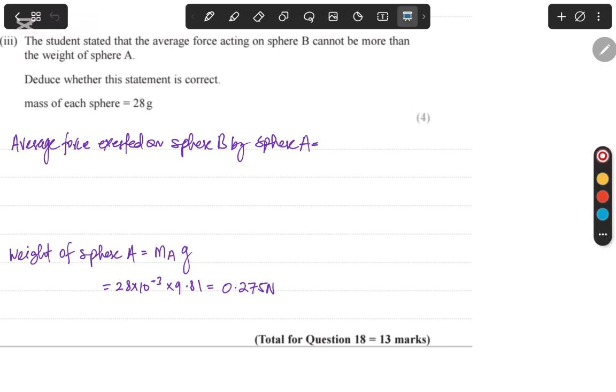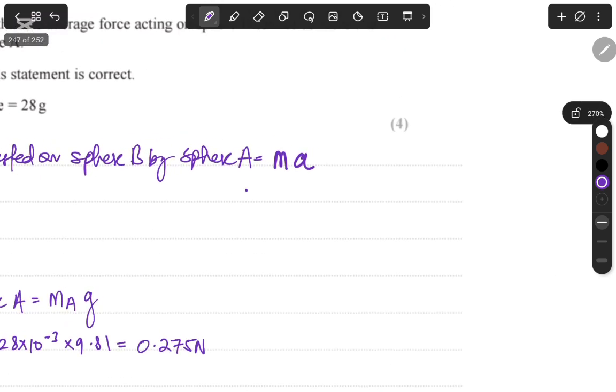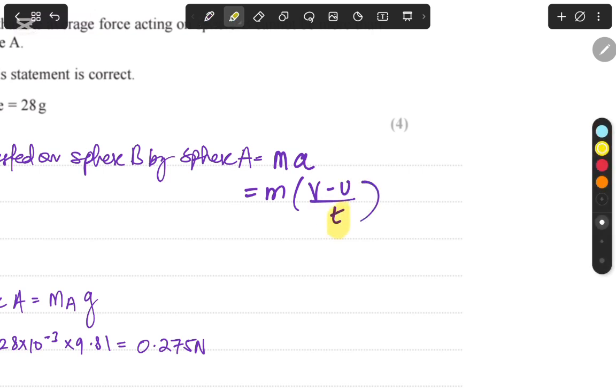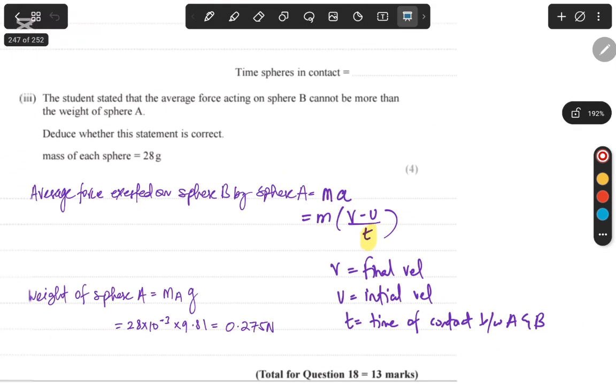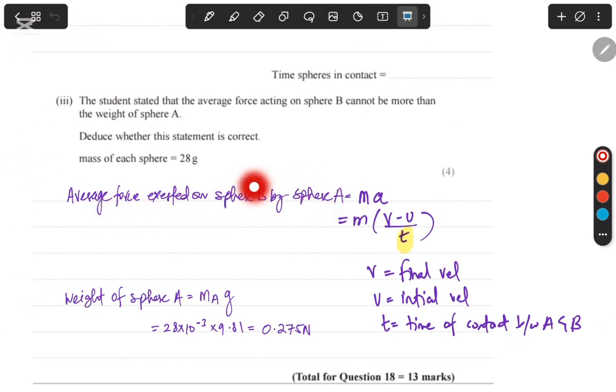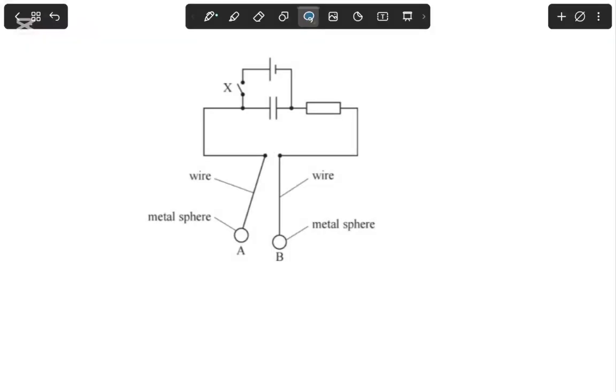Now we're going to find the average force exerted on sphere B by sphere A. That's going to be equal to the mass of sphere B times the acceleration of sphere B. And we can say m(v minus u) divided by t, where t is the time of contact. Here v is the final velocity, u is the initial velocity, and t is the time of contact between A and B, because this force is the force that A exerts on B while they're in contact.